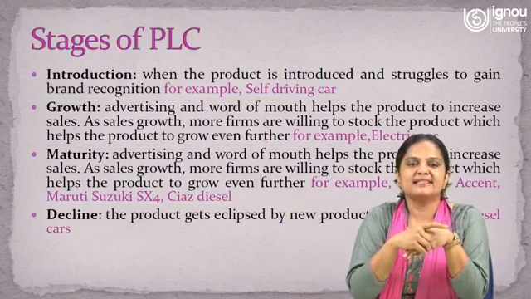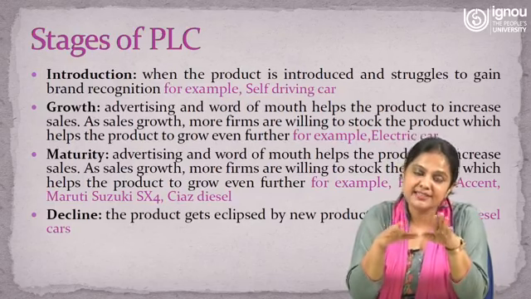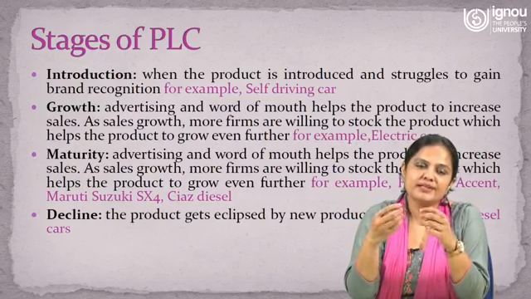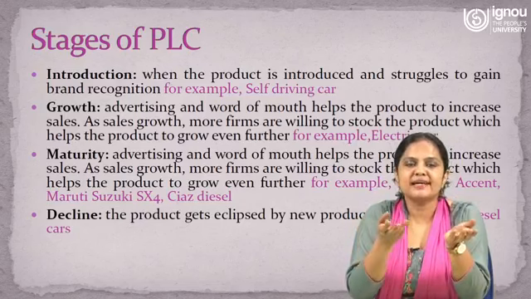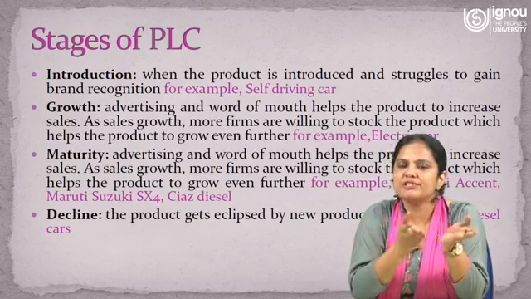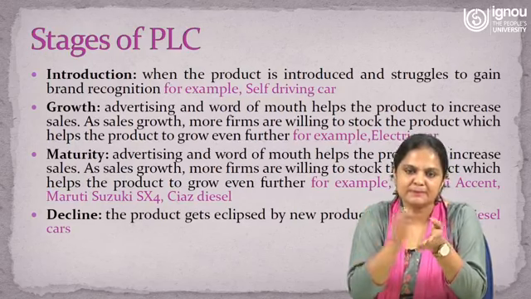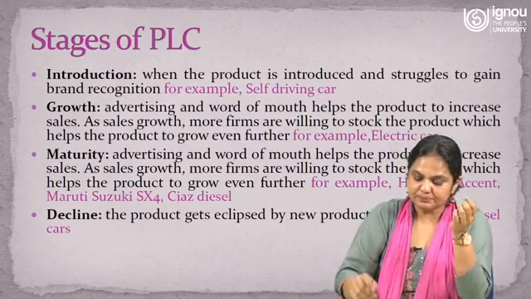And then comes the decline stage, when the product gets eclipsed by new products. The product is either phased out, or certain modifications are made, and it is differentiated and takes the form of a new product. So, the decline stage is basically when the very old, previously introduced product is now due to be phased out, right. For example, if you talk of diesel cars, they are being phased out.